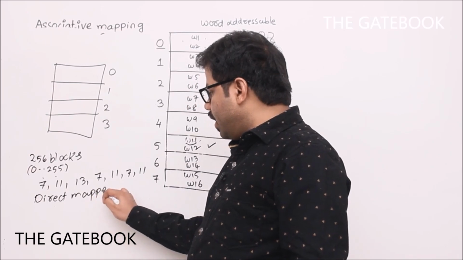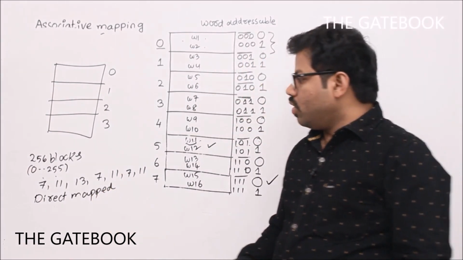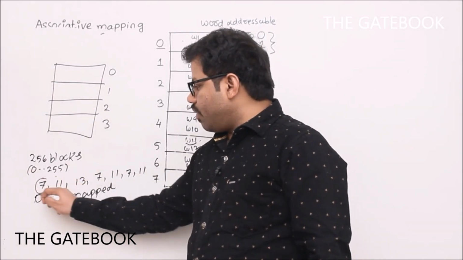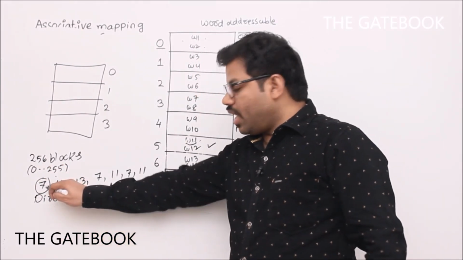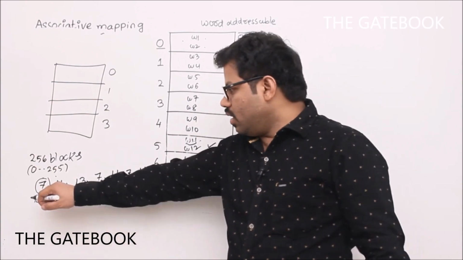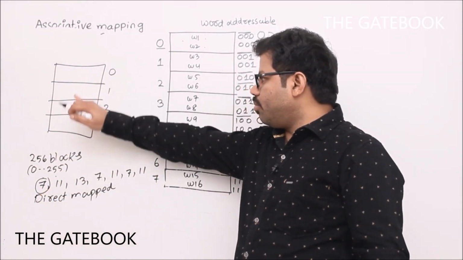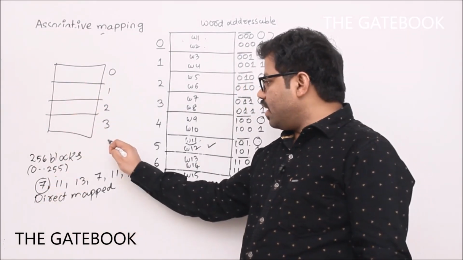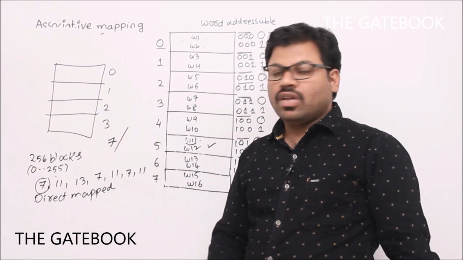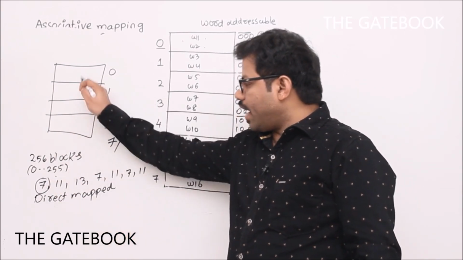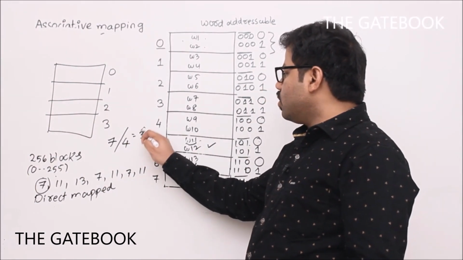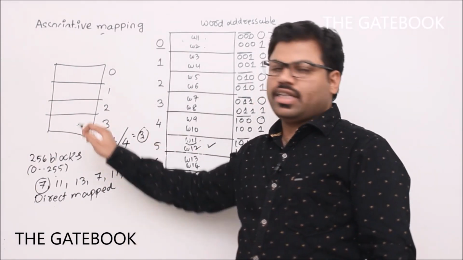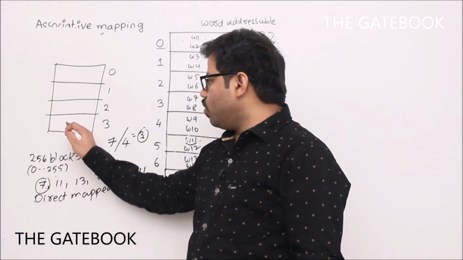In direct mapping technique, what are we going to do? Initially, we will be keeping 7 where? Recall. See, I will tell you one shortcut. Whenever you know the main memory block number in decimal, if you want to know the cache block number where it goes, simply divide that 7 by the number of cache blocks and get the remainder. What is the remainder here? 3, right? So that 3 is going to be the corresponding cache block. That's it. So 7 always goes here.